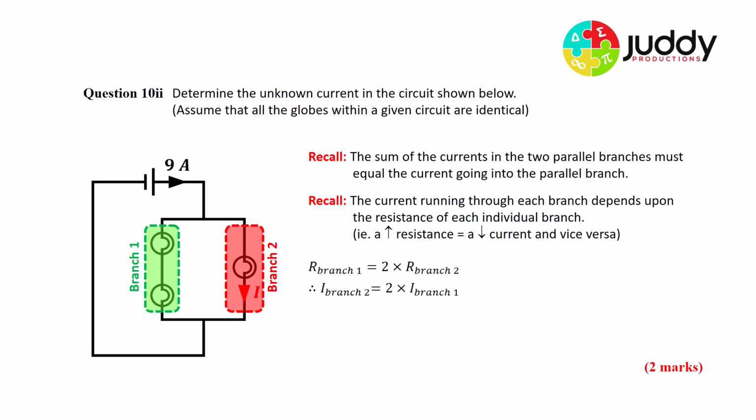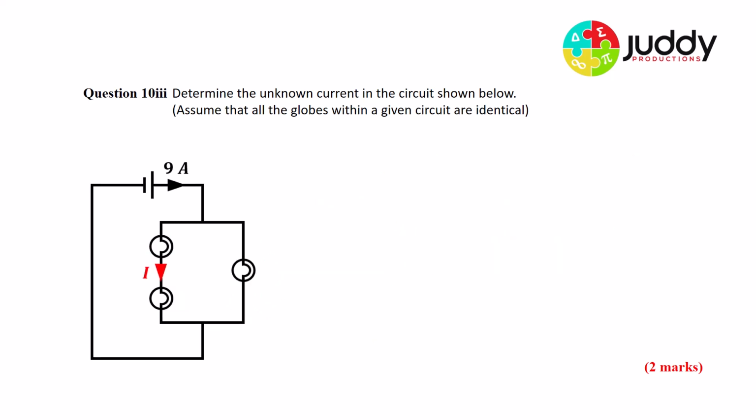Now we're going to find a ratio of currents that will split up to equal 9. That's a 2-to-1 ratio. So the current coming from the supply, which is 9 amps, must equal the current through branch 1 plus the current through branch 2. It has to be accounted for. So the only way you can get a 2-to-1 ratio that adds up to 9 amps is if we have 3 amps going in branch 1 and 6 amps going through branch 2. That's a 2-to-1 ratio that adds up to 9. So in this scenario, current for the unknown symbol I must be equal to 6 amps. Probably the trickiest question on the paper.